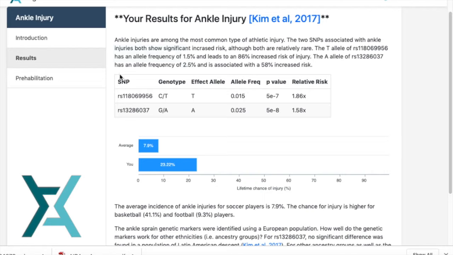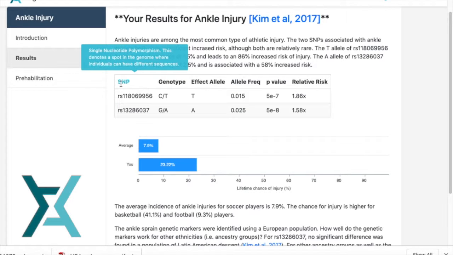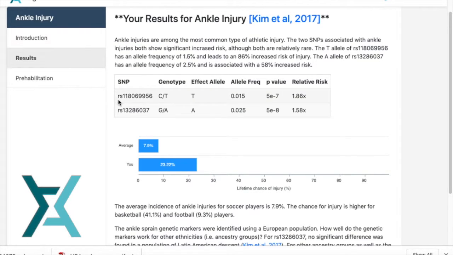The two markers we found are called single nucleotide polymorphisms. And the first one is RS118... Genotype is your sequence at this SNP. So this is a position in your genome where some people have Cs, other people have Ts. And this person had one C and a T, so heterozygous, one from the one parent and the other from the other parent. Effect allele is which allele we're following. In this case, we score a T.